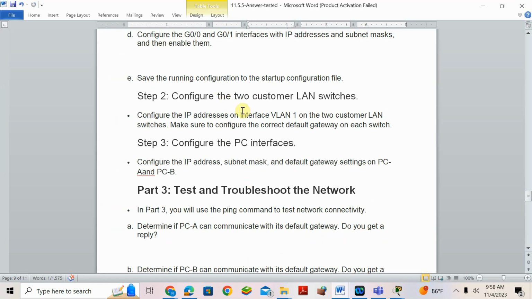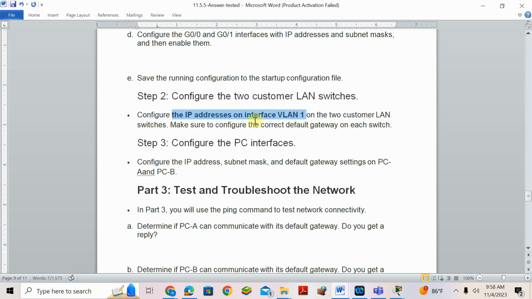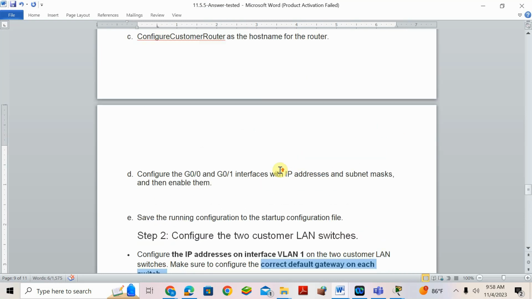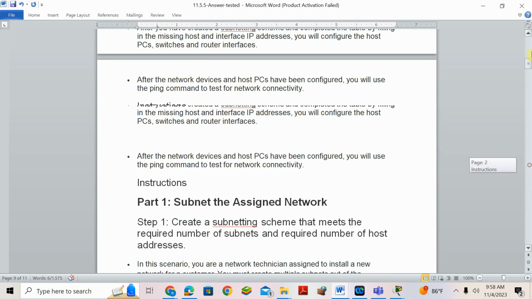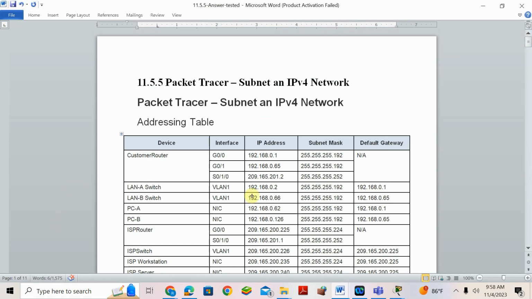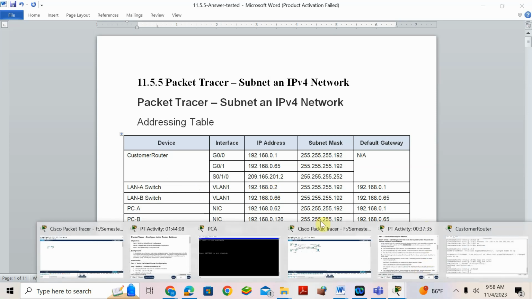After that, what they are telling: configure the two customer LAN switches, LAN A, LAN B with IP address on VLAN 1, and give the correct default gateway. So VLAN 1 IP and default gateway on each switch. What I will do, I'll go back to the table and check the LAN A switch: 192.168.0.2, mask is there, gateway is 0.1. So I'll go to LAN A switch first.